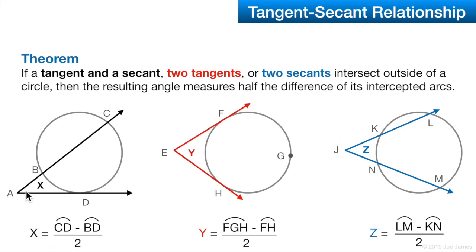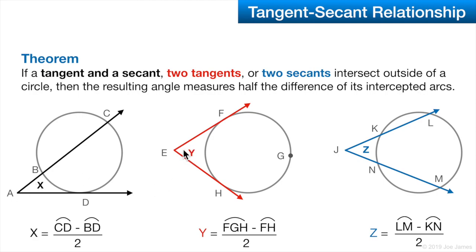Let's see. Angle X here is the same as A. Angle X is equal to half the difference of its intercepted arcs. So its intercepted arcs are BD and CD. So CD is the long one, we'll put that one first, and BD is the shorter one, we'll put that second. We subtract to get the difference, and we divide that by 2. That gives us the measure of x here.